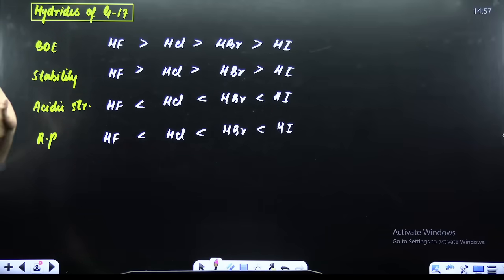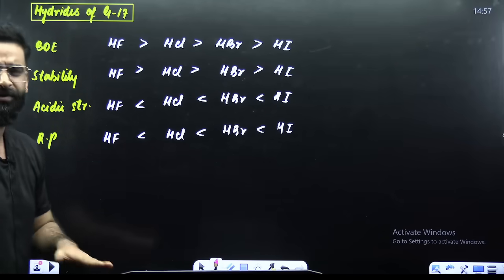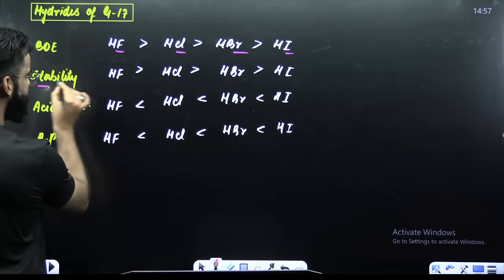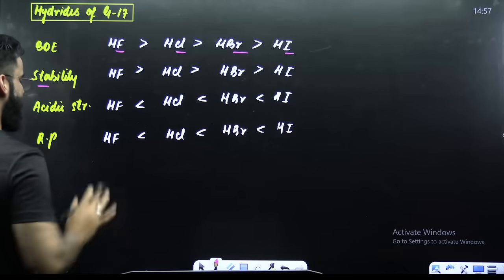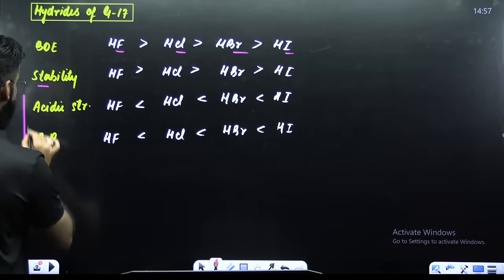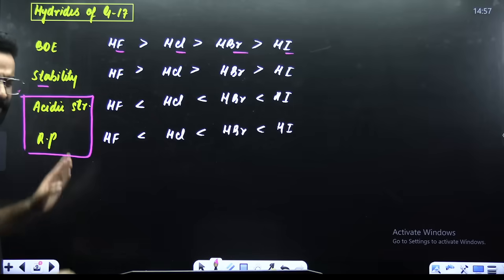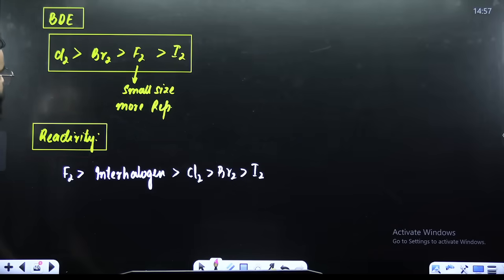When it comes to bond dissociation energy, down the group it generally decreases because the size of atoms is increasing. Perfect. And stability is going to follow the same order as shown by bond dissociation energy. Now, acidic strength and reducing power are going to show the same order, but reverse of the order of bond dissociation energy and stability. And the reason is the same.